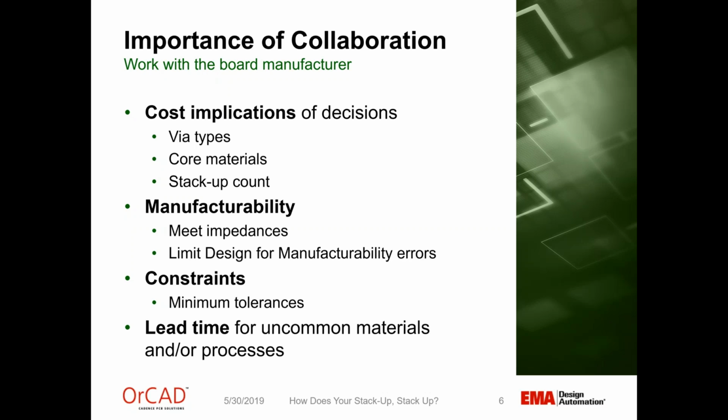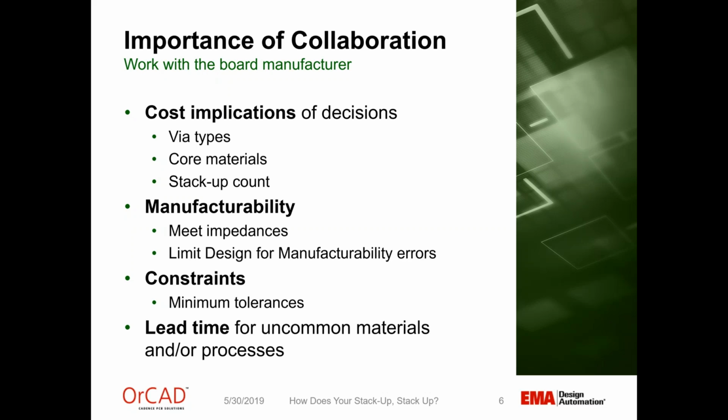Constraints. Constraints are things that you're then going to get from your board house. Your board house is going to say your spacing has to be this, your trace width has to be this, and a variety of other constraints that your board house is going to give you based on the Stackup that you've chosen and the processes that they use to achieve the results that you want.